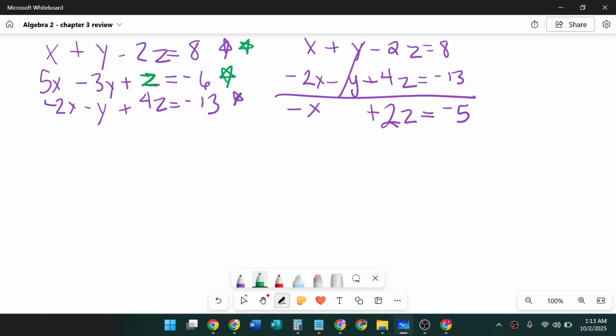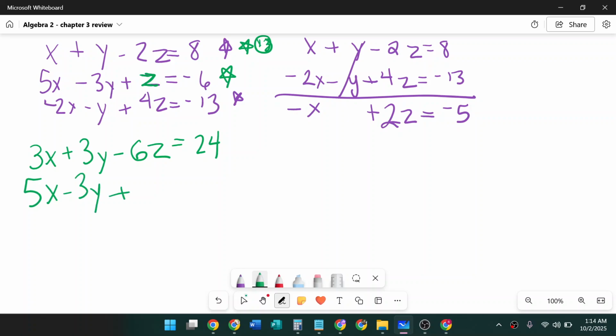So I'm going to change the top one to 3x plus 3y minus 6z equals 24. So I just took this top one and I did times 3 to get down here. And now I'm going to take the middle one. So 5x minus 3y plus z equals negative 6. I have 8x. The y's cancel, which is what I wanted.